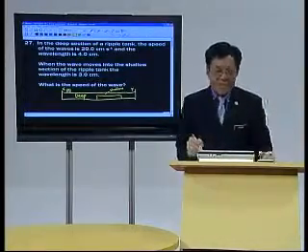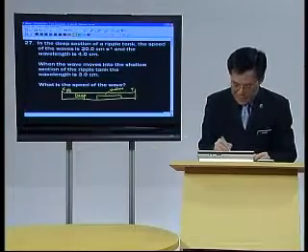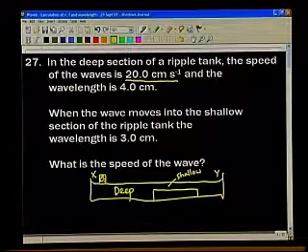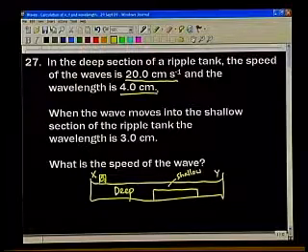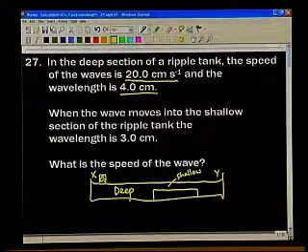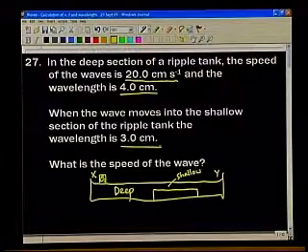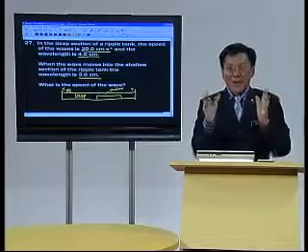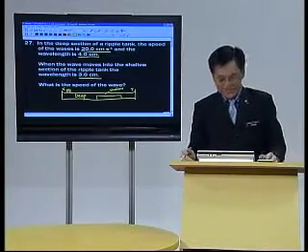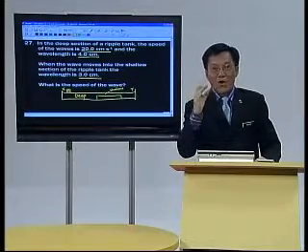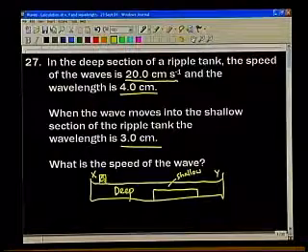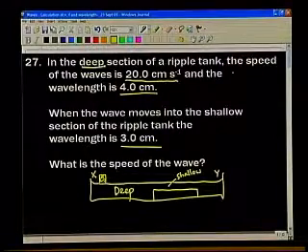Now let's take a look at the values. 20 centimeters per second in the deep end. That is the speed of the waves. And the wavelength is 4 centimeters. When the wave moves into the shallow end of the ripple tank, the wavelength becomes 3 centimeters. Now, I would like to encourage all of you to do what I have always been advising you. That is, when you write down a quantity, always have the subscript. What do I mean? The speed of the waves in the deep section, I call it VD.